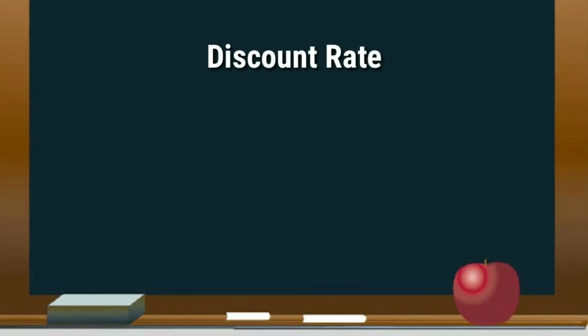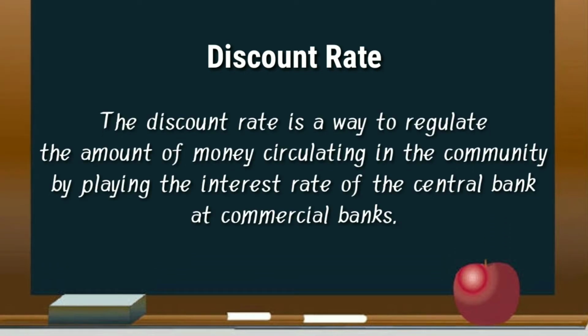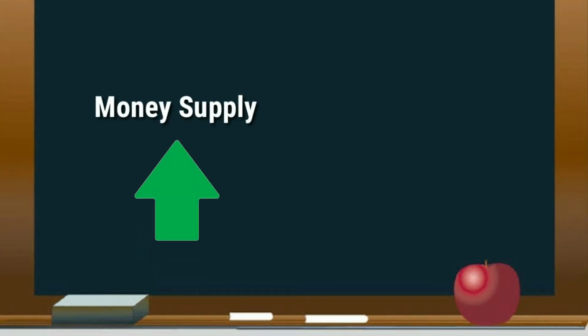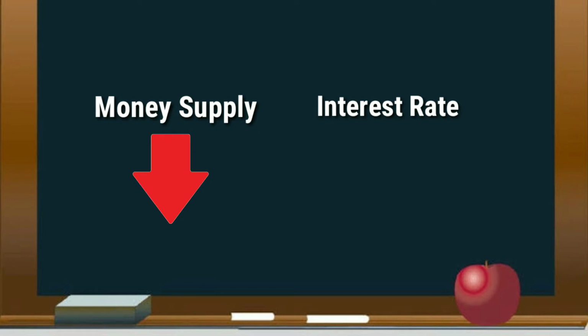The next instrument of monetary policy is discount rate. The discount rate is a way to regulate the amount of money circulating in the community by playing the interest rate of the central bank at commercial banks. In order to increase the money supply, the government lowers the central bank's interest rate. And if the government wants to decrease the money supply, the government will raise the interest rate.